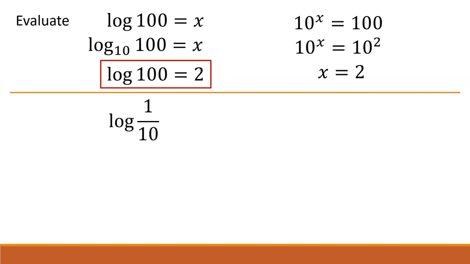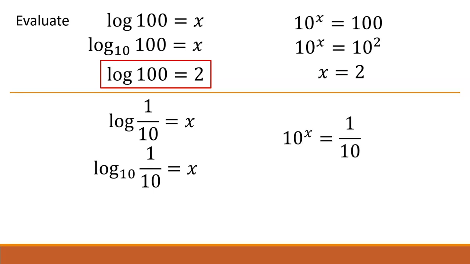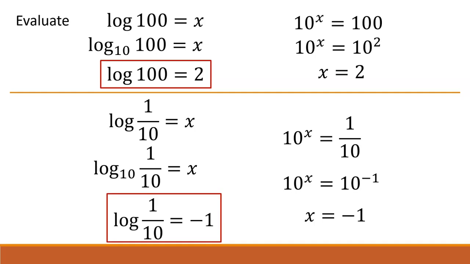Here's another example. Let's find the log of 1/10. We don't know what it is, so we'll call it x. If we remember that log means log base 10, we can then rewrite our log equation as an exponential equation. 10 raised to the x power equals 1/10. Now let's rewrite the 1/10 as 10 to the negative first power, so that we have a base of 10 on both sides of the equal sign. If 10 to the x equals 10 to the negative first, we know that x has to be negative 1. So the log of 1/10 is negative 1.